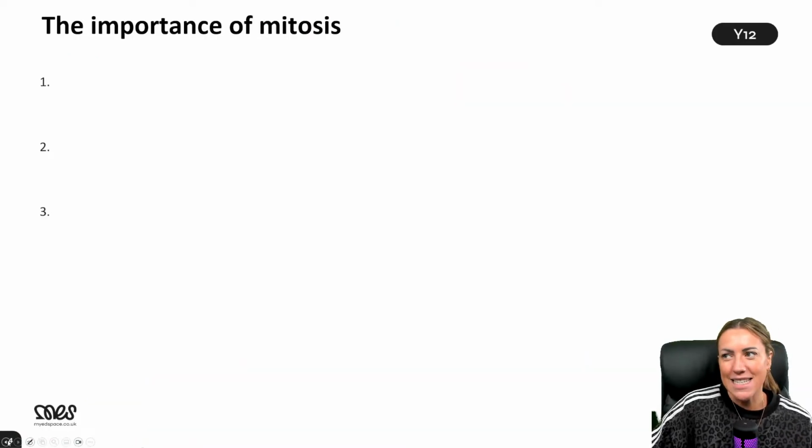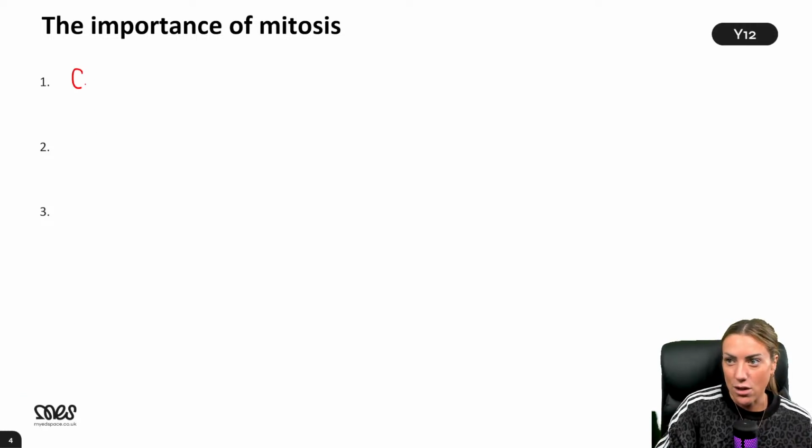Before we look at those stages, let's just remind ourselves of why mitosis is so important. There are basically 3 uses of mitosis. Can anyone give me one of the uses? I think you've already kind of touched on this in the introduction to the lesson. But mitosis is needed for 3 things.